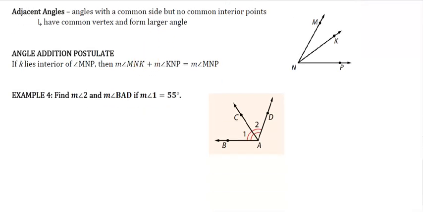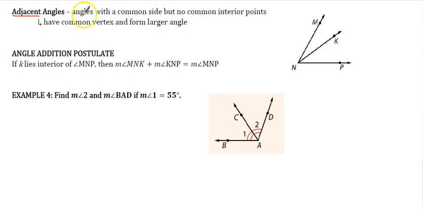Next up, we have adjacent angles. Adjacent. What does adjacent mean? Adjacent just means beside, right? Like maybe I am beside the desk or you're beside another student in class. Adjacent just means you're beside, you're next to it.